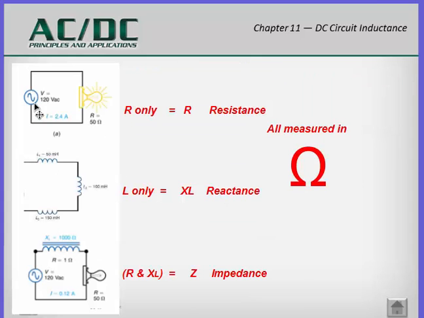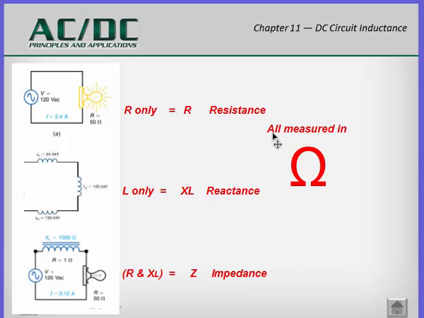In the first circuit, this is the type of circuit we've been dealing with. It has resistance only, which is measured in ohms. The next one here, we see it has only coils. So in a circuit like this, with only inductors, you would have XL for inductive reactance. Now in the third one here, you have both resistance and reactance, and when you combine those two together, it's called impedance, symbolized by Z.